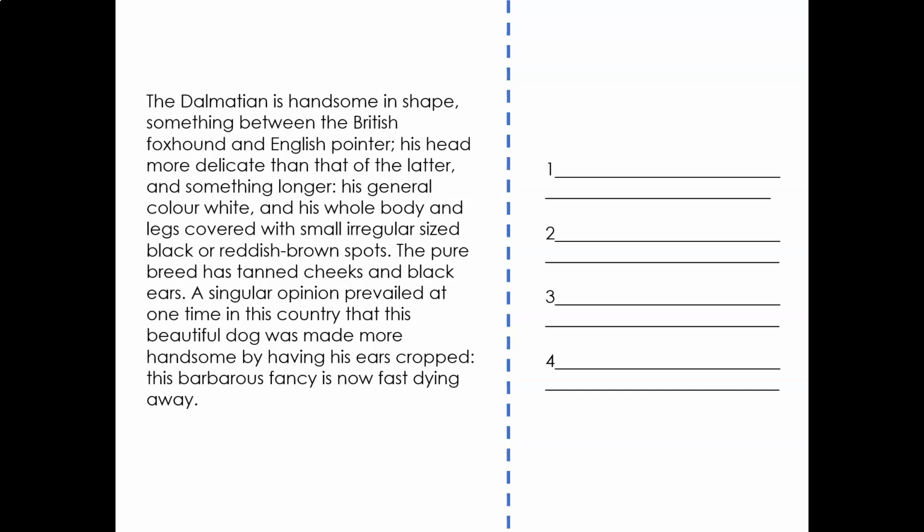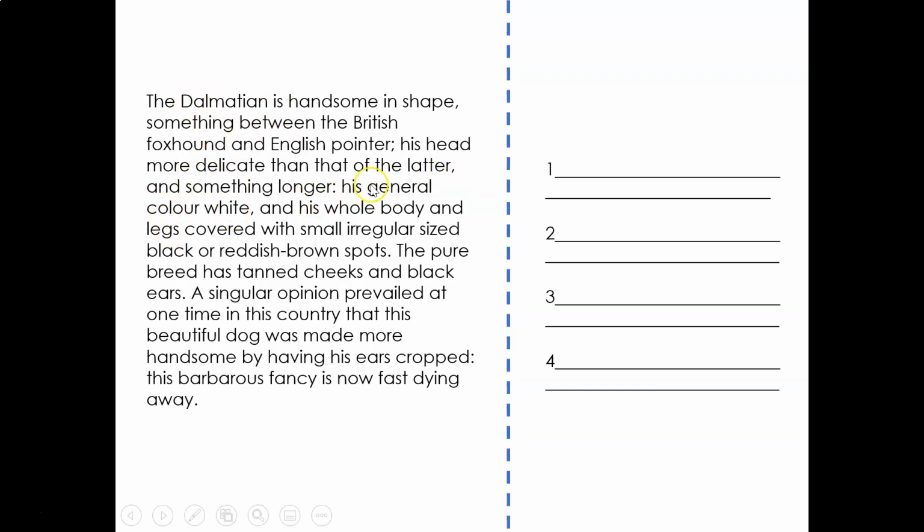The Dalmatian is handsome in shape, something between the British Foxhound and English Pointer. We can see here that the Foxhound and the Pointer are two other types and breeds of British dog. His head is more delicate than that of the latter and something longer. His general colour is white.